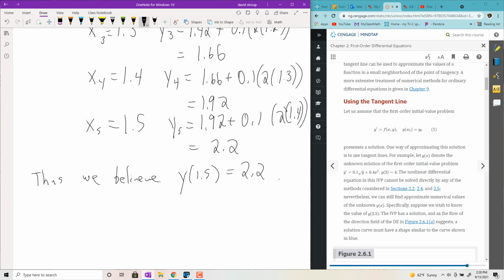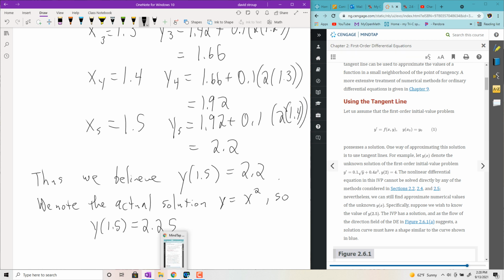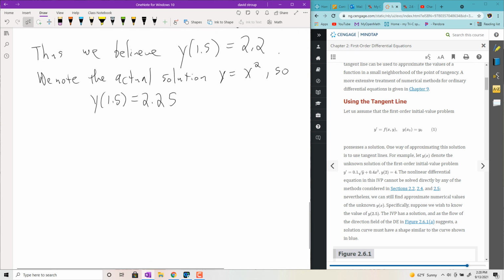We can compare this approximation with the actual solution. So we note the actual solution, y equals x squared. So y of 1.5 should be 2.25. It's just 1.5 squared, right? So it's pretty close. In other words, it's kind of close.